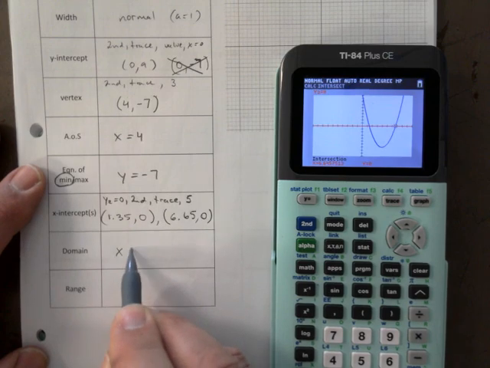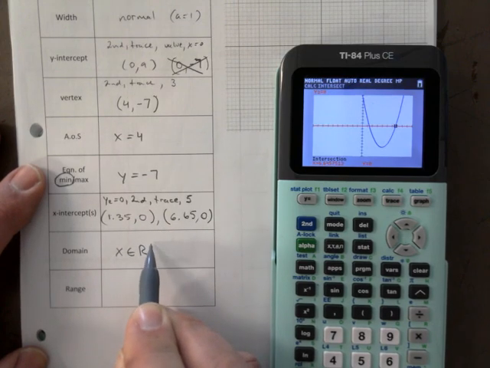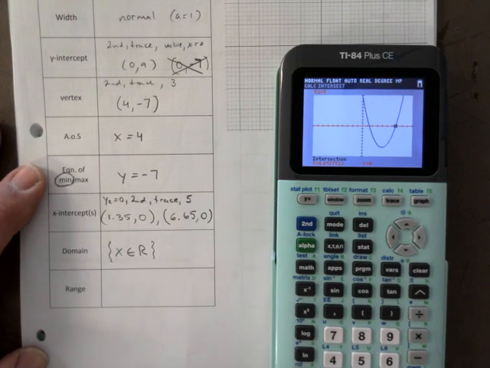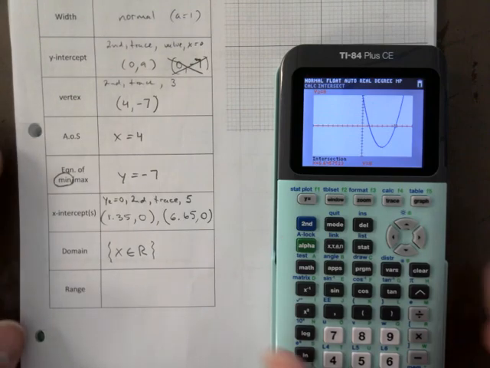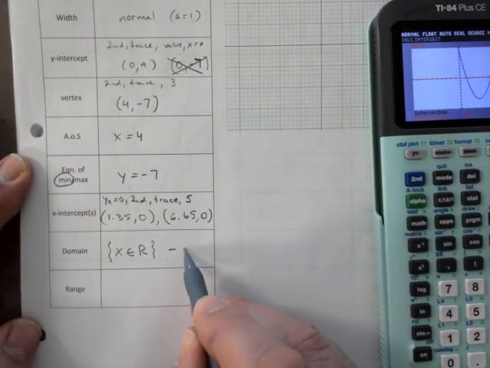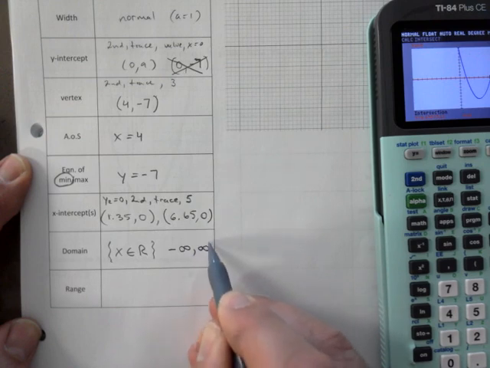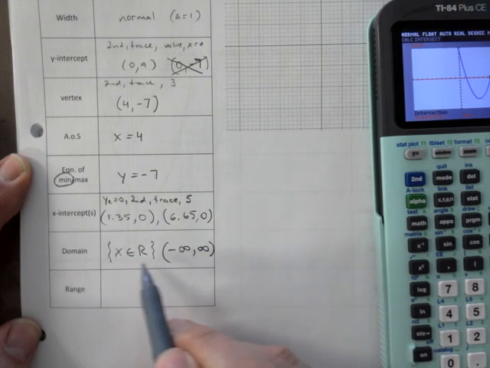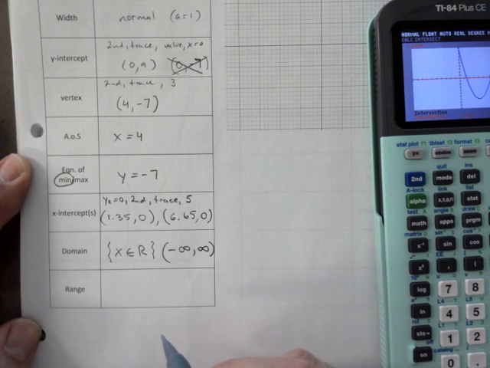The domain for all parabolas, if there's no word problem attached to it, is just all real numbers. Or you can do this one. Either or is fine.